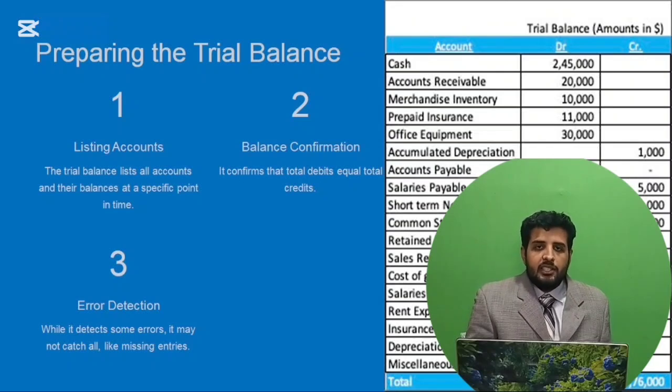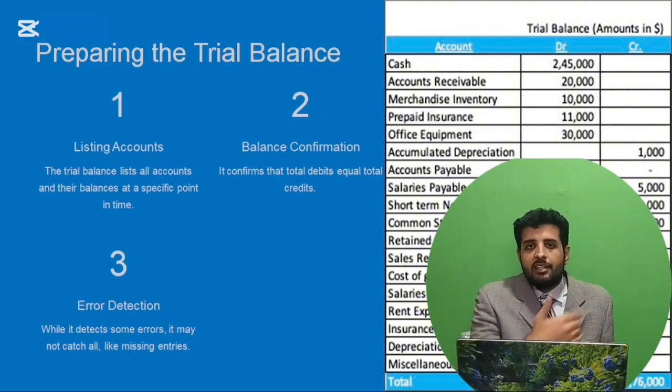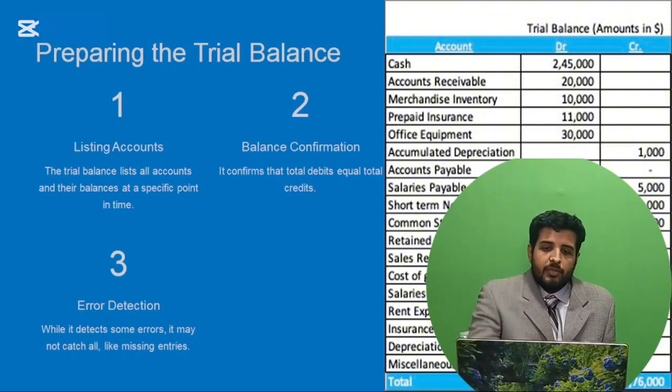So in this we list all the accounts and their respective balances. These balances are separated into debit and credit columns. The total of each column will confirm that they are equal. While the trial balance can detect errors like transposition or omission, it cannot catch mistakes such as recording the wrong amount that might have happened in a journal or in a ledger.